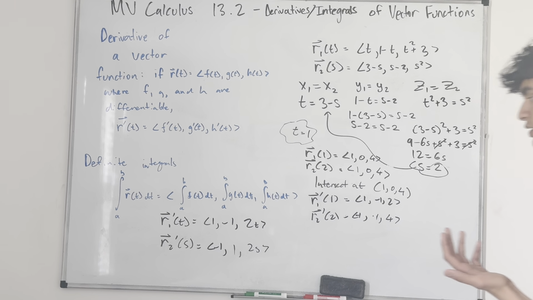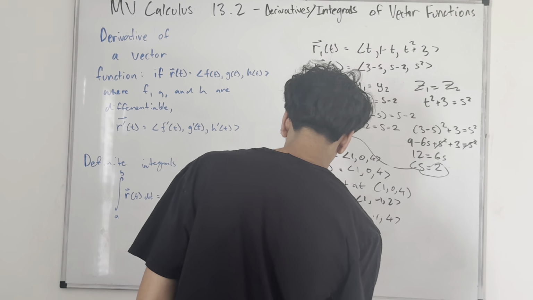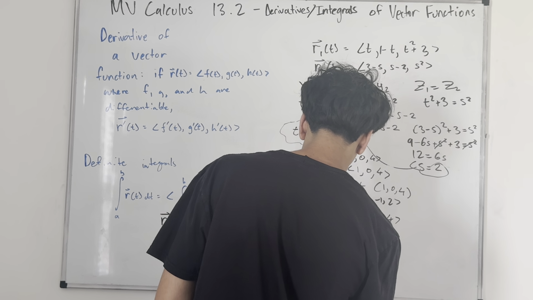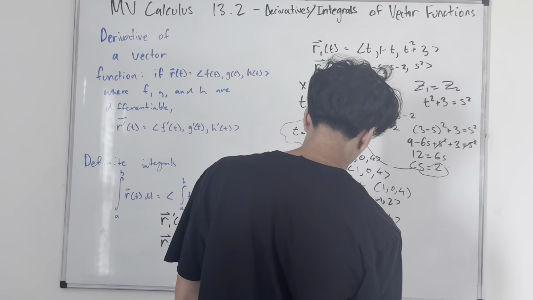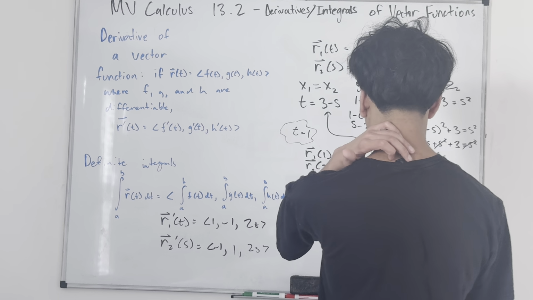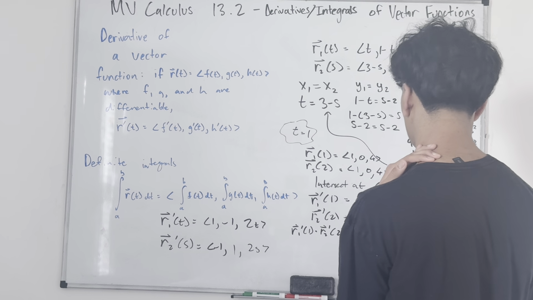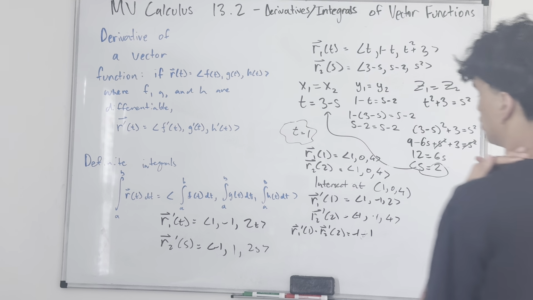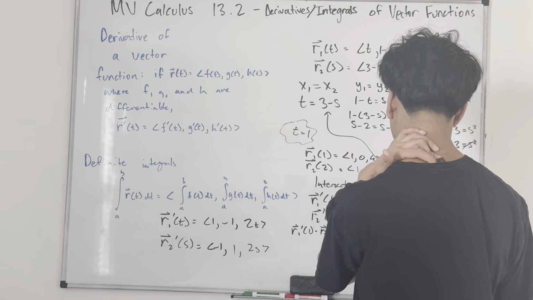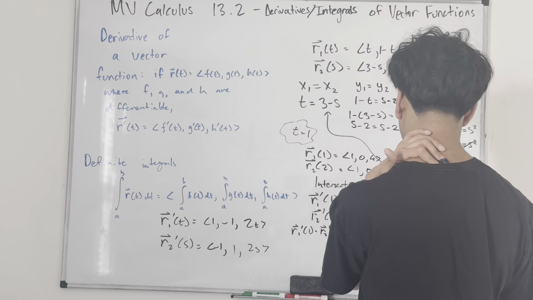So now we can calculate the dot product. The dot product of r1 prime of 1 and r2 prime of 2 is going to equal 1 times negative 1, which is negative 1, plus negative 1 times 1, which is minus 1 again, plus 2 times 4, which is equal to 8. So we get plus 8, and it equals 6.